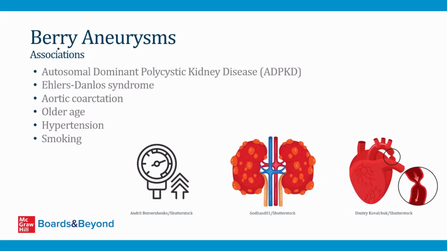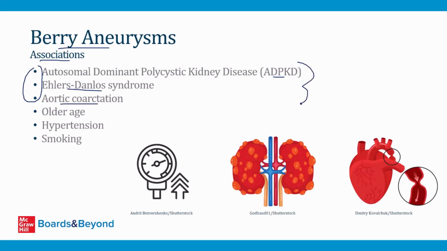Okay, so we're going to start by talking about berry aneurysms, which, as I already mentioned, are aneurysms involving large blood vessels that supply the cerebral cortex. And one of the first things to know about these aneurysms is that they're associated with a number of underlying conditions. The three big ones you always want to remember for your boards exams are the ones written right here. The first one is autosomal dominant polycystic kidney disease. The second one is Ehlers-Danlos syndrome. And the third one is coarctation of the aorta.